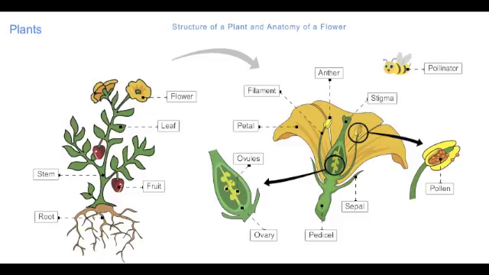The organ of sexual reproduction in a plant is called the ovary. The part of the plant that attracts insects and animals to the flower is called the petal. The top of the carpel, or pistil, is called the stigma.